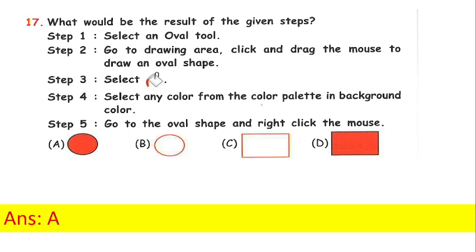Answer is A. See, we have selected an oval tool and then we have drawn the oval shape, then filled the color in the background and oval shape and right clicked the mouse. So A is drawn.